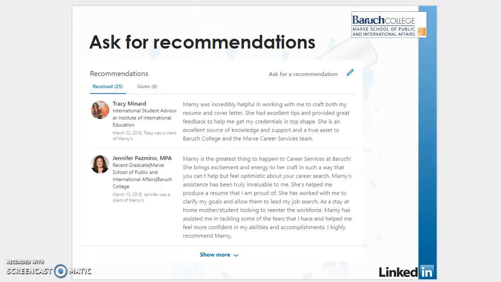The last section we're going to talk about is recommendations. I encourage you to have at least one recommendation for each work experience you have listed on your profile. Recommendations from supervisors, colleagues, and professors add extra credibility to your profile, and they can help an employer determine who to reach out to or even who to take to the next step in an interview process. And the more recommendations you have, the more likely you are to come up in LinkedIn search results.